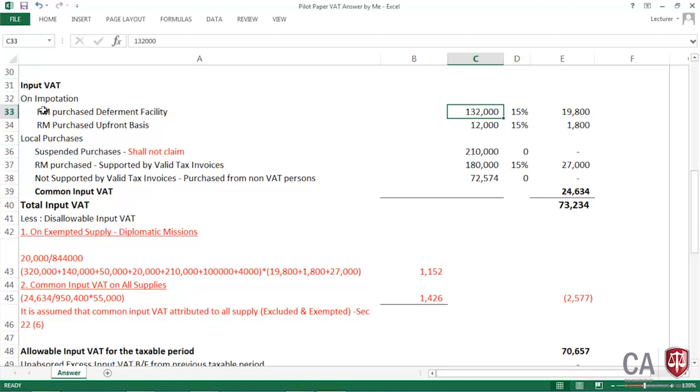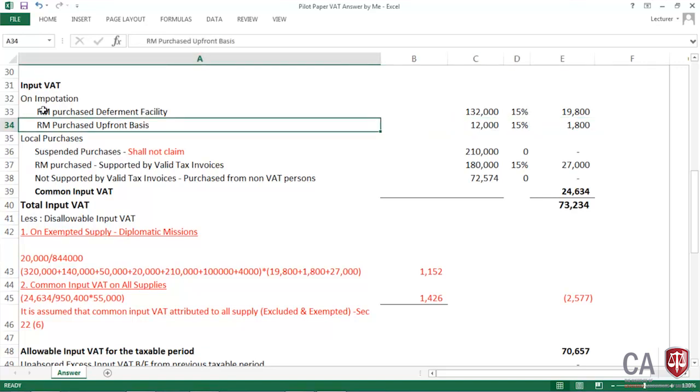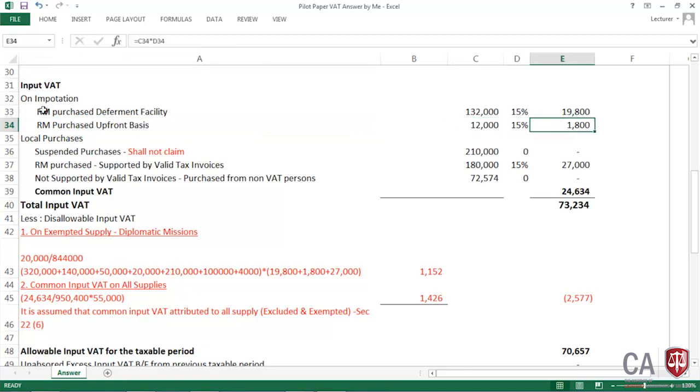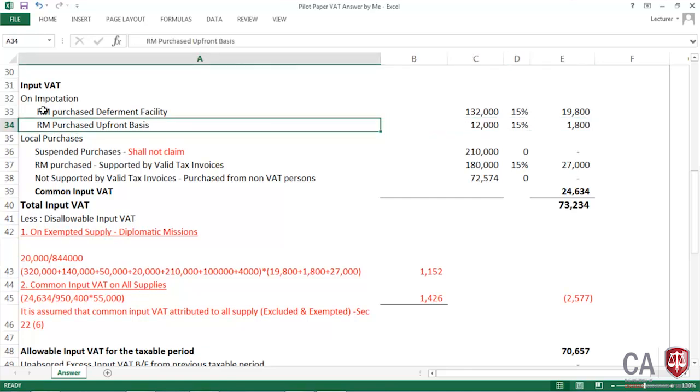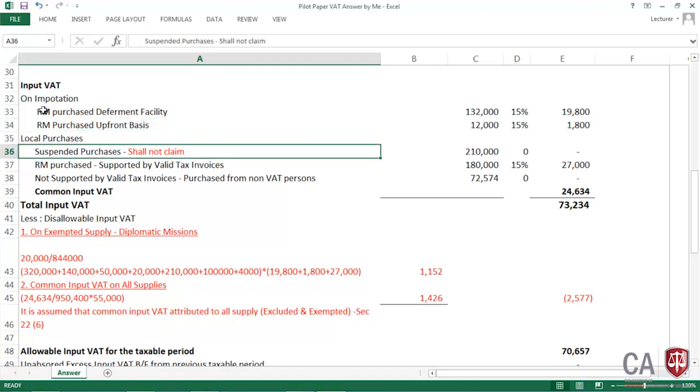It's not the deferred tax in the accounting terms, but this is a deferred tax for the value added tax. It's 15%. Then the VAT component on raw material purchased on an upfront basis, that means at the point of the customs the input VAT has already been paid, so it's 12 million into 15%, 180,000. Okay. Then local purchases, suspended purchases shall not claim, because in the SVAT scheme, the supplier does not need to pay the VAT, suspended VAT, as well as the RIP, registered identified purchaser, cannot claim the input VAT.